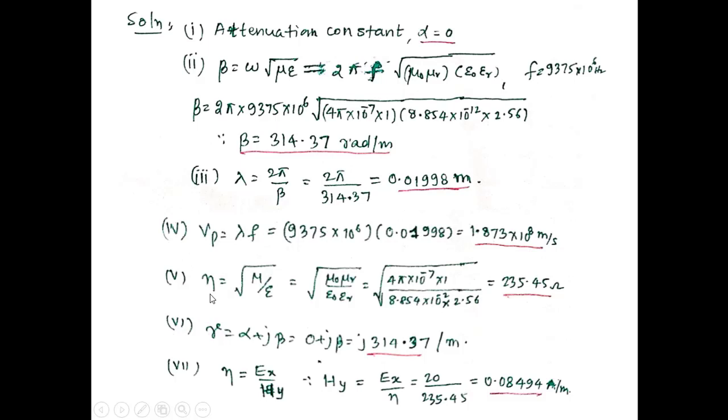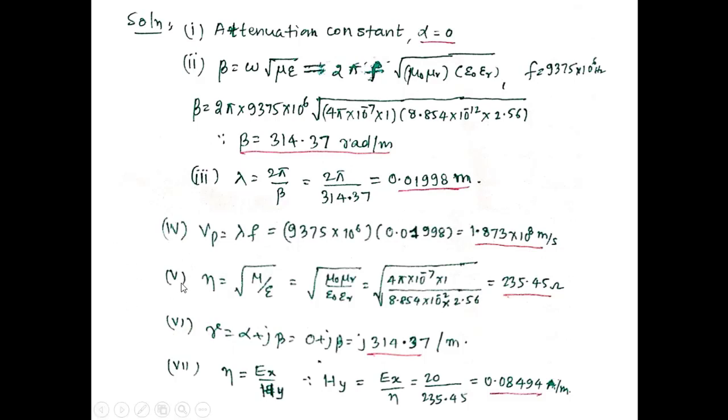And intrinsic impedance eta is given by under root of mu by epsilon, equal to mu naught mu r divided by epsilon naught epsilon r. Here mu naught is equal to 4 pi into 10 raised to minus 7, mu r is 1, epsilon naught is equal to 8.854 into 10 raised to minus 12, and epsilon r is equal to 2.56. Simplify, we get 235.45 ohm. And gamma is given by alpha plus j beta.